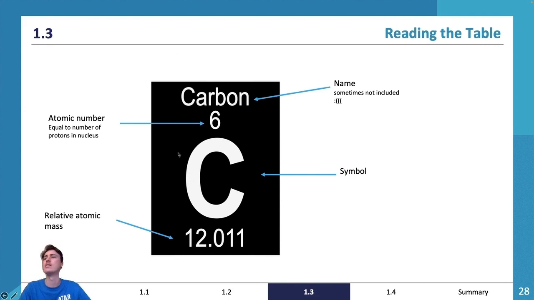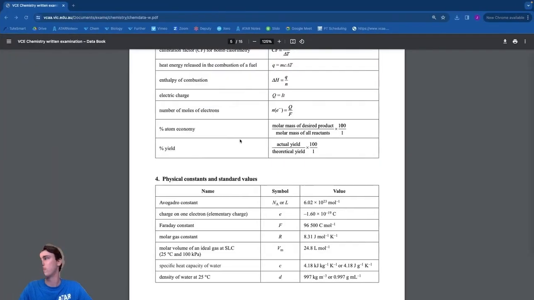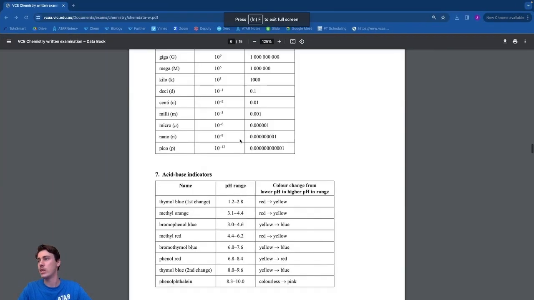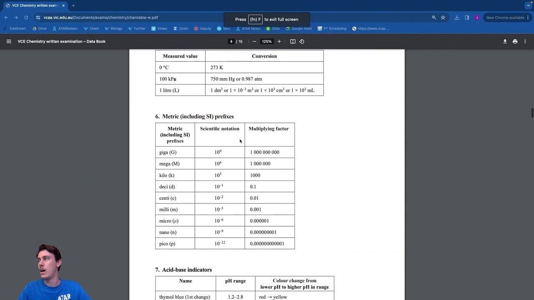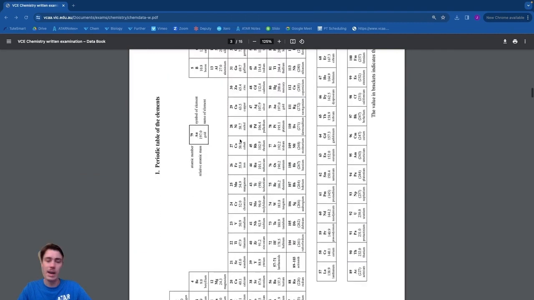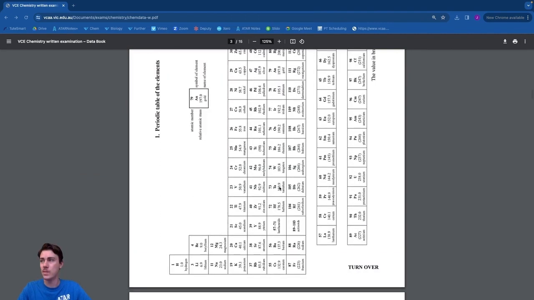So as you can see here, this is what a typical label in the periodic table is. I'm hoping you've seen a periodic table before. I'll grab this, the VCE chemistry data booklet. You get given this in exams. You get a similar thing in the HSC exams, but a little bit different. This is the periodic table they give you in that.